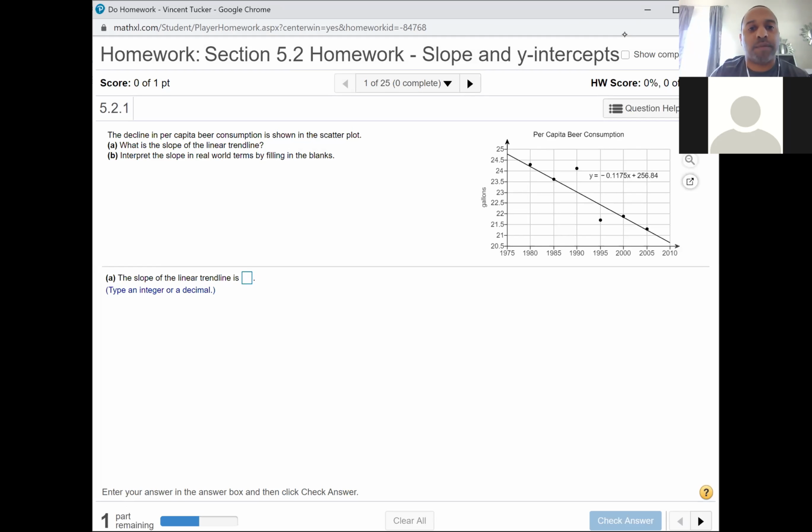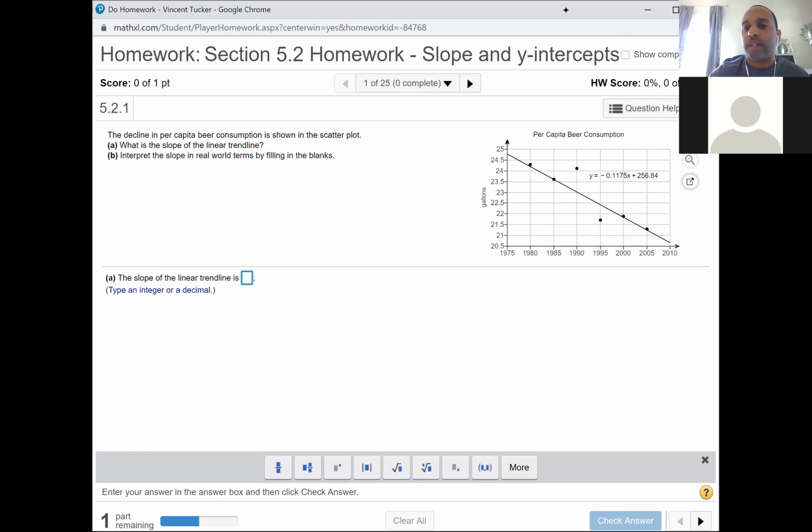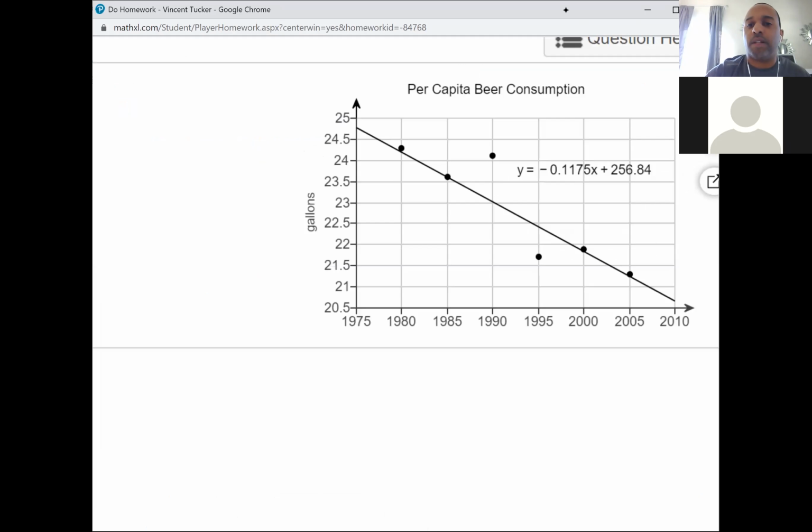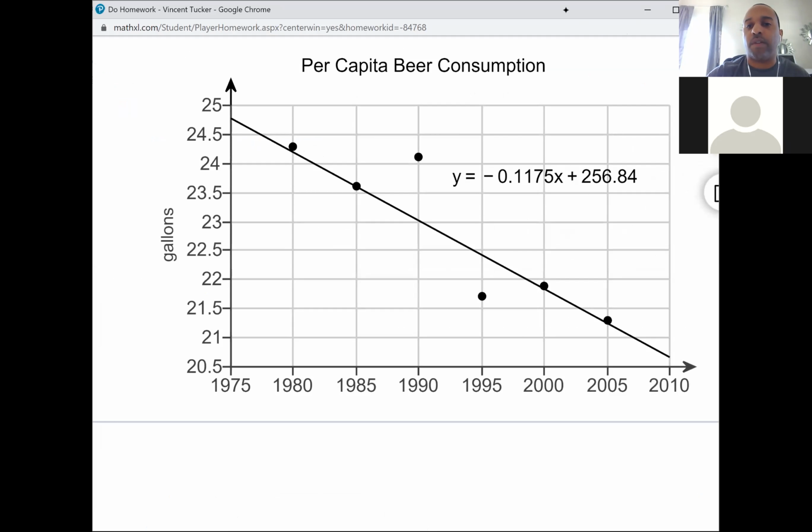Okay, here's just emphasizing, and this is out of 5 too, emphasizing the relationship of your slope and your line and what it means. So here it says, what is the slope of the linear trend line? It's just going to be the number I already mentioned. It's going to be the number sitting in front of your x. So I think you guys can see that. So that's the equation they give us, negative 0.1175.